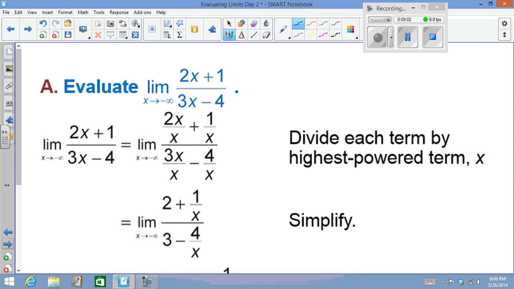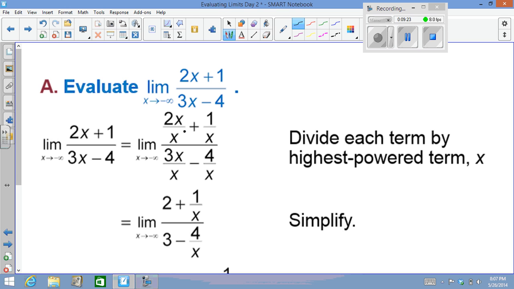So if I have an equation that looks like this, we did something like this before when we were talking about finding asymptotes. So x is going to go to negative infinity. So what I'm going to do is I'm going to pick the highest exponent. So the highest exponent that's in this entire problem, the numerator and the denominator, is x. So I'm going to divide every term by x.